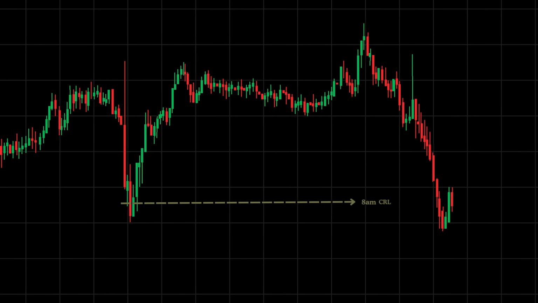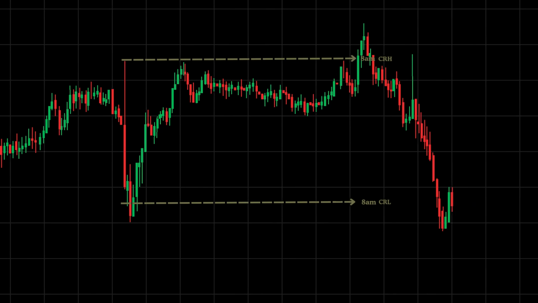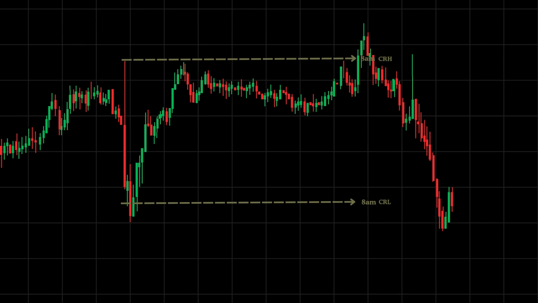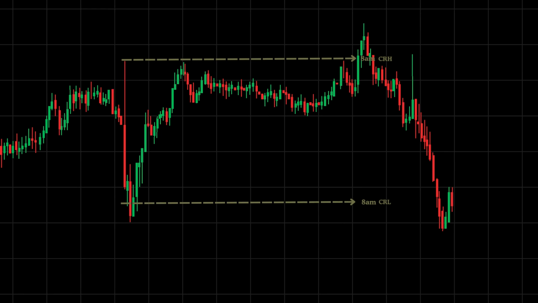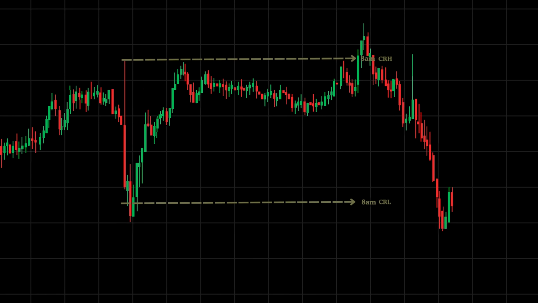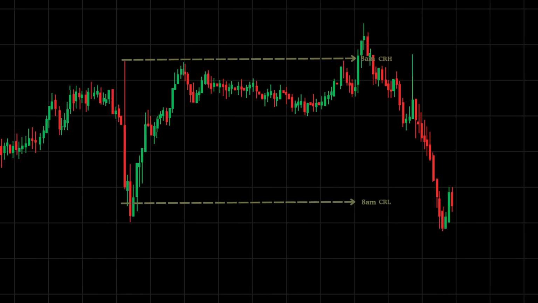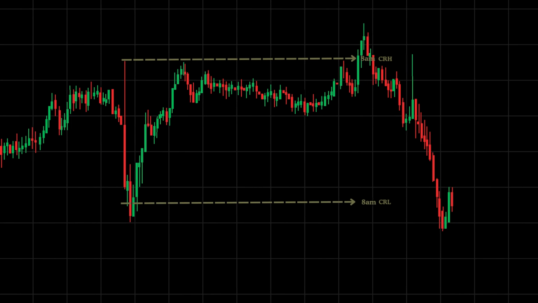EUR/USD CRT model, trade execution breakdown. We've already identified a solid CRT model on the 1-hour chart during a key time, 9 a.m. We confirmed the 3 essential phases of the Power of 3.